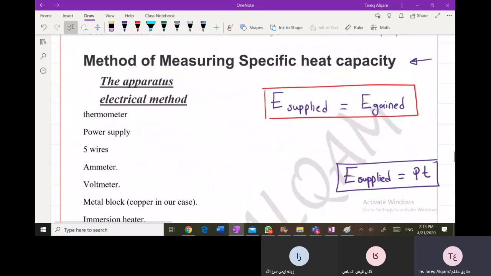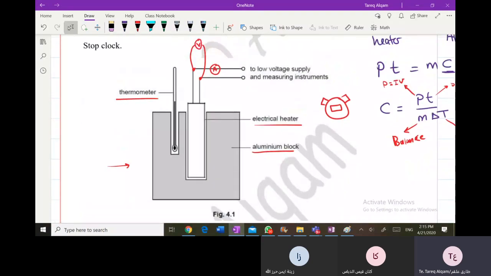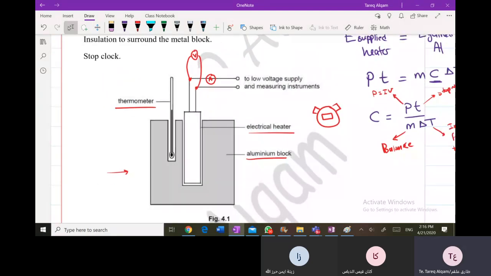The second important part of this section that will be asked about: you will be asked to set up an experiment to measure specific heat capacity. Previously, we discussed how to use the electrical method. Here I have to use a heater with known power, or I can measure the power. I have to place this heater inside an aluminum block like this. And also I have to use a thermometer and stopwatch.